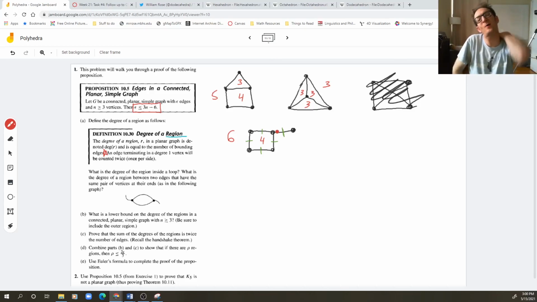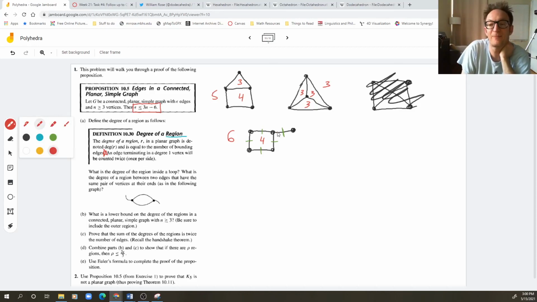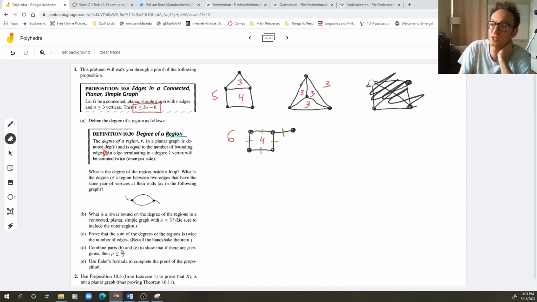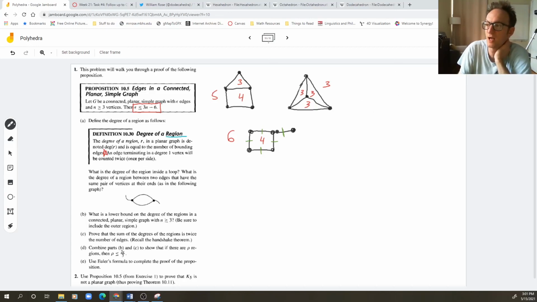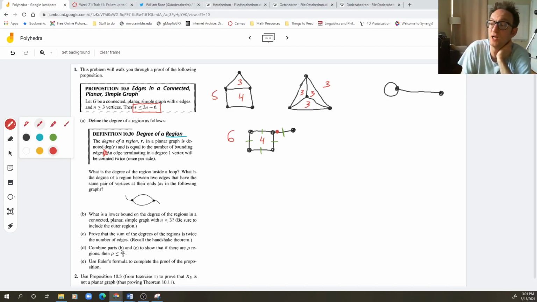But why is this really the definition? The reason is that we want to apply basic handshake type counting arguments to regions in the same way that we did with vertices. If you recall from the first day of this unit, I tried to argue to you that it made sense to refer to the degree of this vertex as 3 and the degree of this vertex as 1.